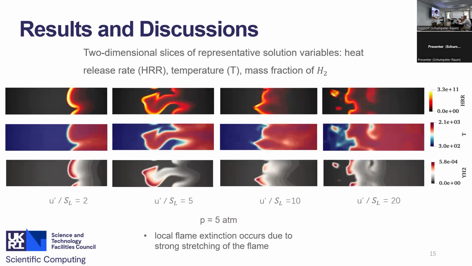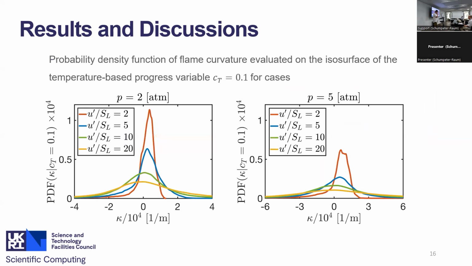This is the result at 5 ATM. If you notice, the flame front is thinner. This also matches our expectation, and we also see local flame extinction. Here the local temperature gets lower, and the heat release rate is also largely reduced, and this is due to the strong straining of the flame surface. And then we do some quantitative analysis.